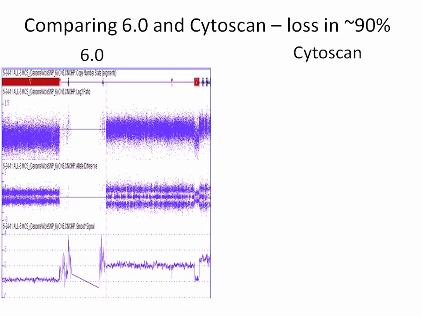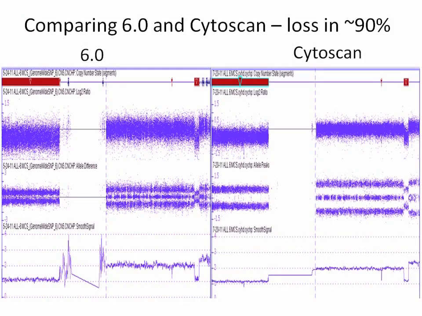I wanted to also encourage users that are still using 6.0 to really consider moving to CytoScan. I know it's a big deal to validate new platforms and it's a new protocol, but the data is really improved. So I just wanted to point out some cases. Here's the same case run on 6.0 and CytoScan. In both cases, you are seeing a loss and you are seeing the allele pattern suggestive of a loss, your smooth signal suggestive of a loss, but isn't it so much easier to see it when your data is cleaner? And that's a 90% loss, so nobody should be missing that.